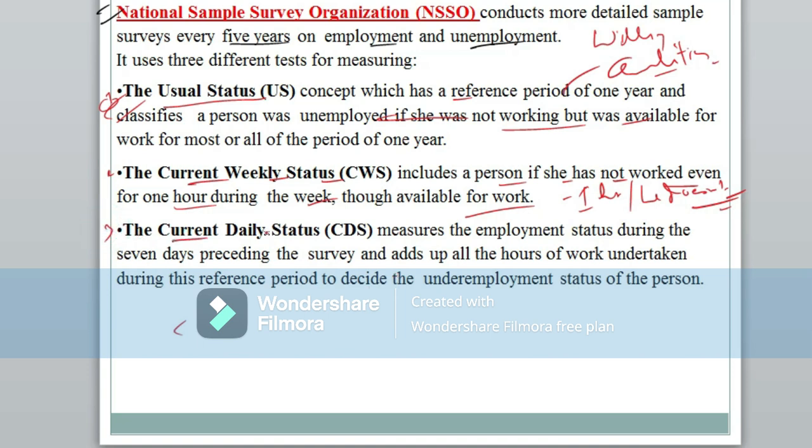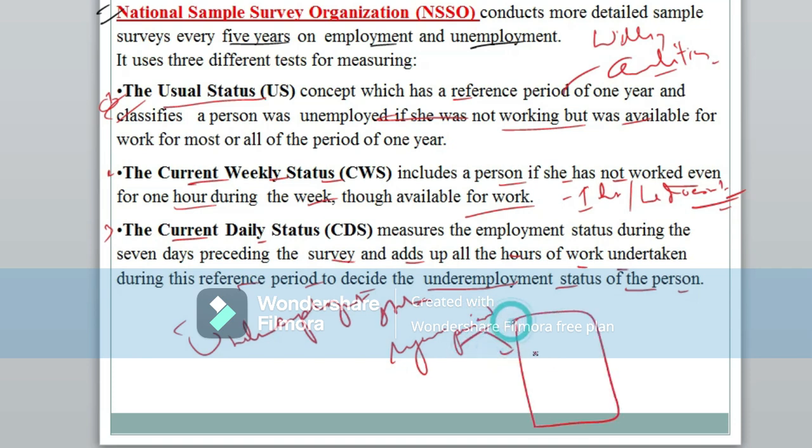Then third comes the current daily status, which measures the employment status during the 7 days preceding the survey and adds up all the hours of work undertaken during the reference period to decide the underemployment status of a person. So underemployment status through a reference period, okay, taking into consideration the preceding surveys, जो पहले के सर्वे हैं उनको कंसिडर करके लिया जा रहा है.